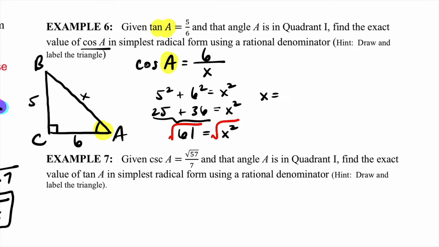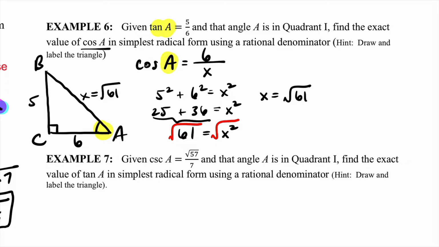Square root of 61. Does 61 have any pairs? I don't think it does. You can't divide it by 3, or 4. I don't think 61 has any pairs. So I'm going to leave my answer like that, the square root of 61. If there was a pair, I'd take it out.